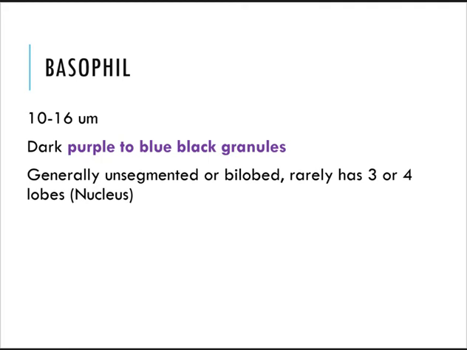And the next WBC we're going to take note of is your basophil. Now, the basophil here, okay, it's not normal to see greater than 5. It's not normal to see 5 basophils in one field, because that actually connotes a health problem. Now, its granules are usually dark purple to blue black, and it is generally unsegmented or bilobed, so 2 lobes, guys, and it rarely has 3 or 4 lobes.